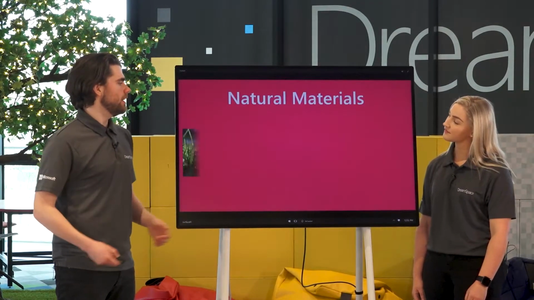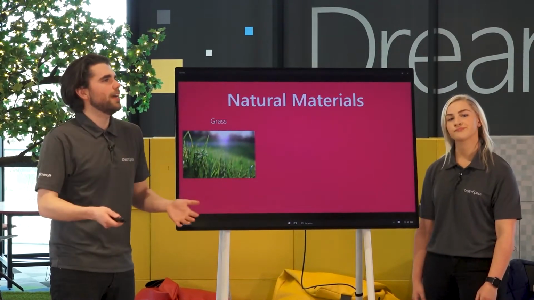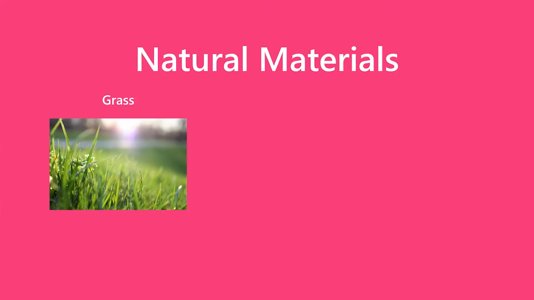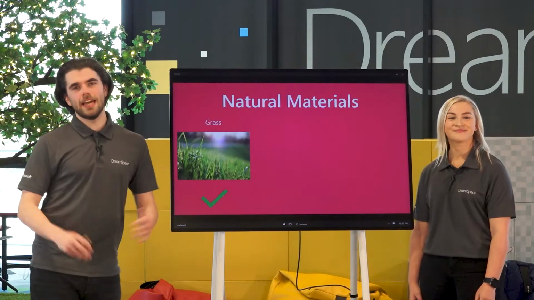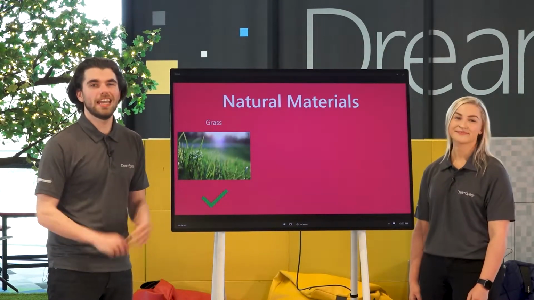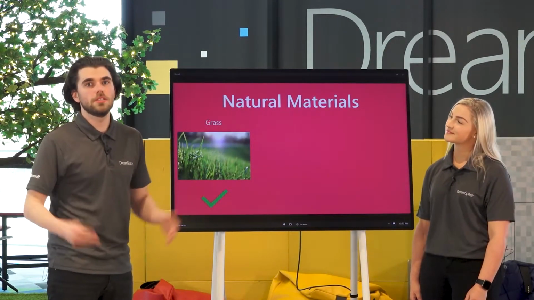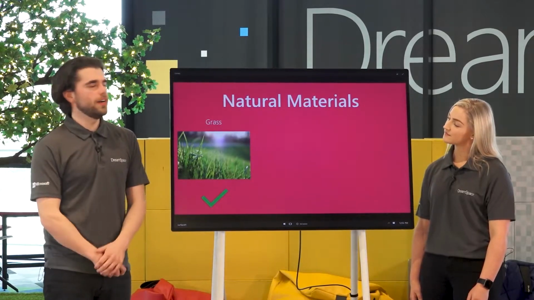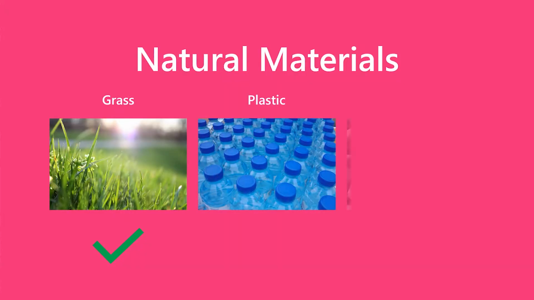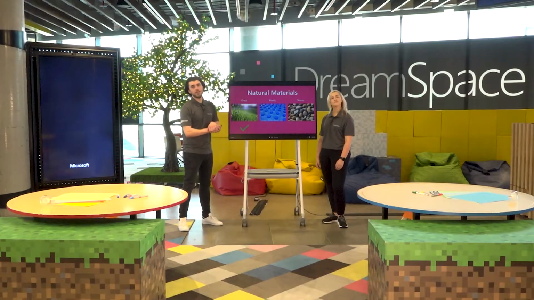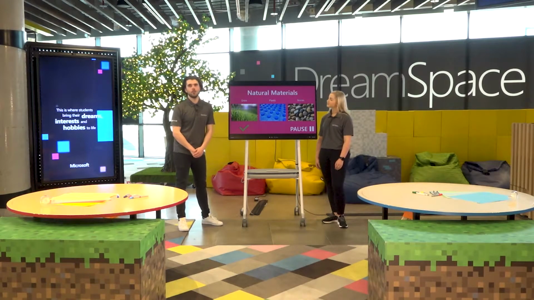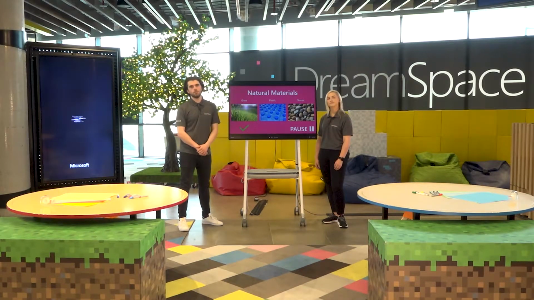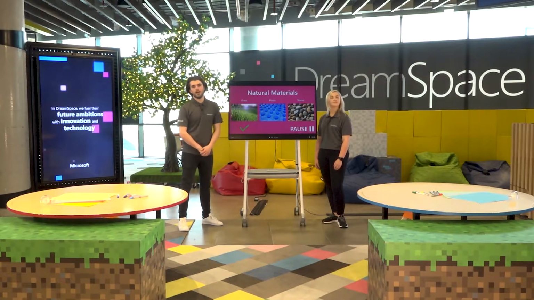Our first example, Niamh, is grass. So Niamh, do you think grass is a natural material? Yeah, I think grass is definitely a natural material. Bingo! Grass is a natural material. It isn't made by humans and it can be found out in the environment or outside naturally. We have 2 more, guys. We have plastic and we have stones. Now is a good time to pause and discuss in your class or at home, do you think plastic is a natural material or do you think stones are a natural material?